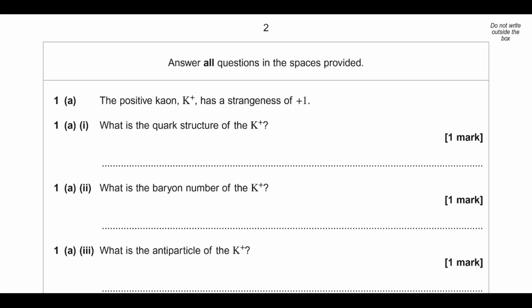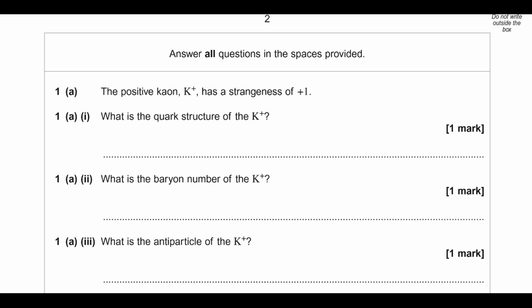Alright, so in this video I'm going to be going through the June 2014 Unit 1 paper. So let's get started with some particle physics. So we've got a K plus particle has a strangeness of +1. What is the quark structure?